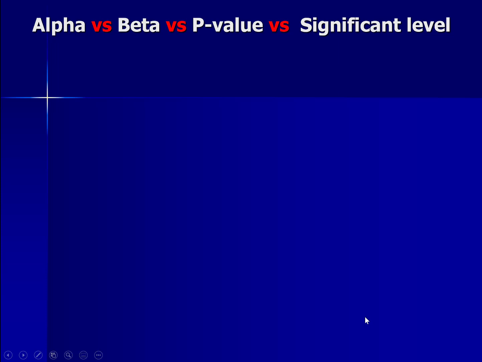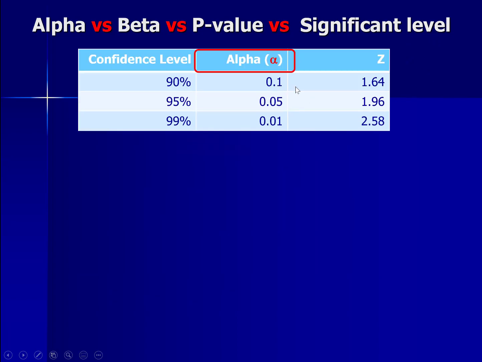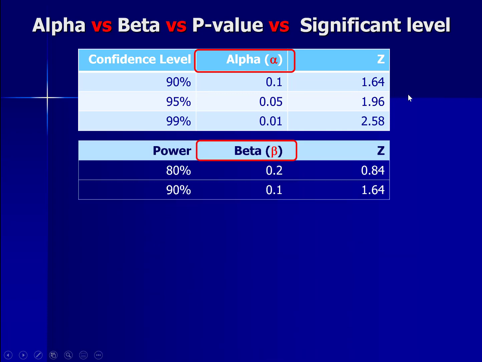Okay, there are 4 things that are confusing for people in statistics. Alpha and beta we have already touched. Now, what is the p-value? It's also a probability. And how about the significance level? So this is the alpha, and I propose again the common values of alpha and beta that are substituted in either the formula for sample size calculations or the statistical test.